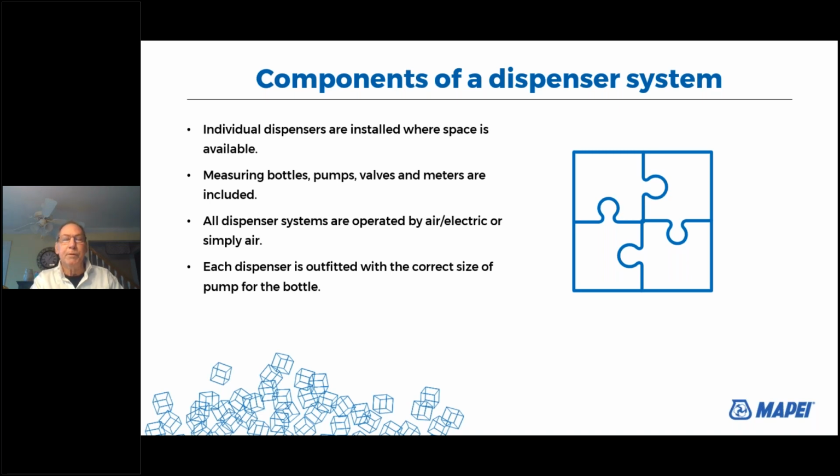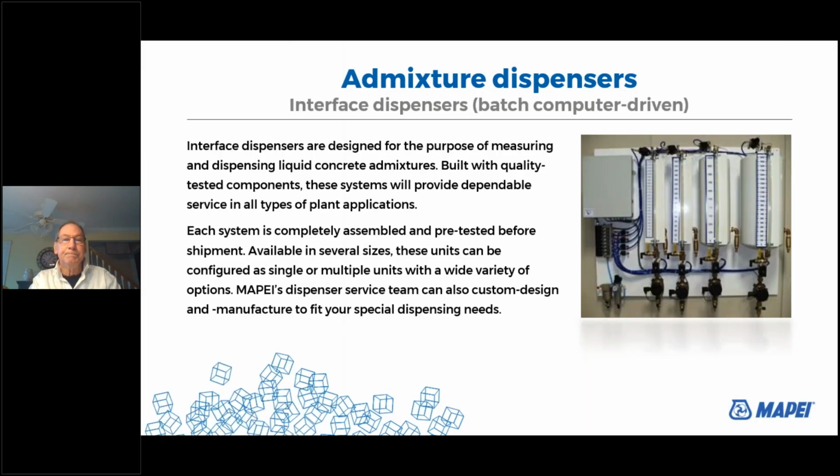All dispenser systems are air-electric, or simply air, like the road projects, where it's hard to get electric, except with a generator. So typically it's all air, and outfitted with the correct size bottles and pumps. So these pumps and bottles depend upon if it's ready mix, precast, is it an accelerator? Is it a non-chloride accelerator? Is it a water reducer? So all those bottle sizes mean something to the producer and it means something to us.